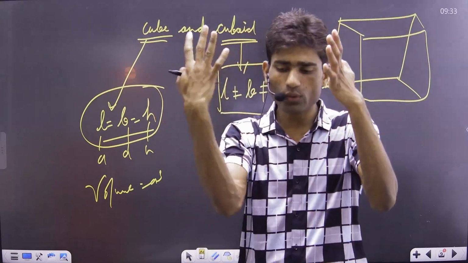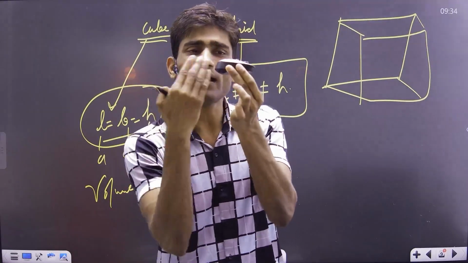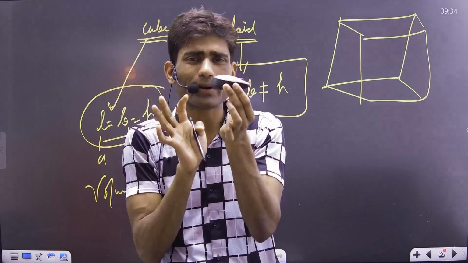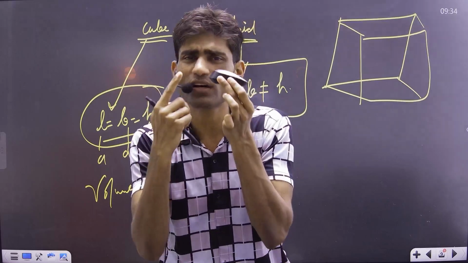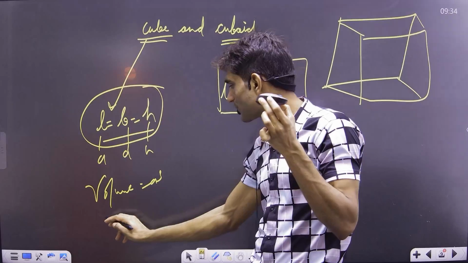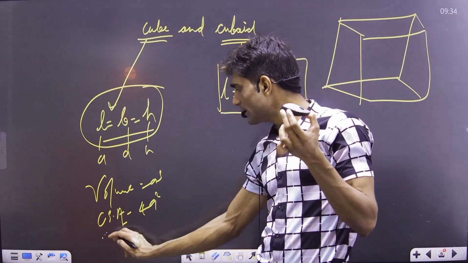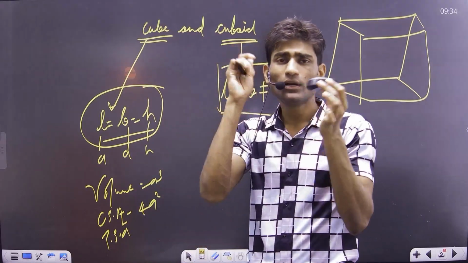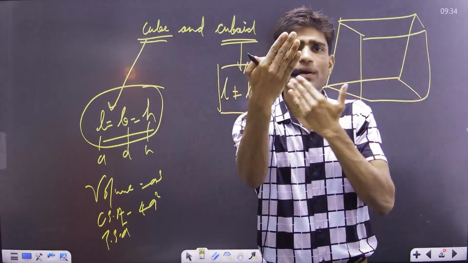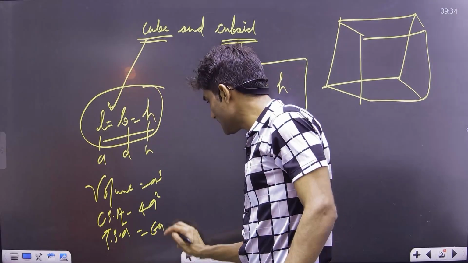For curved surface area, we have to think only about the curved part. Consider this one is our cube. That is the front part, back side part, and horizontal, vertical, all the parts. So we have to think about only the curved part here. Curved part means 4 times a square. So curved surface area is 4 a square. For total surface area, we have a total number of 6 sides: area of top, area of bottom, 2 sides, front and back 2 sides. Total 6 sides, so the total surface area is 6 times a square.